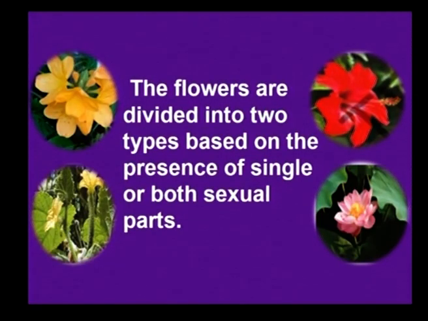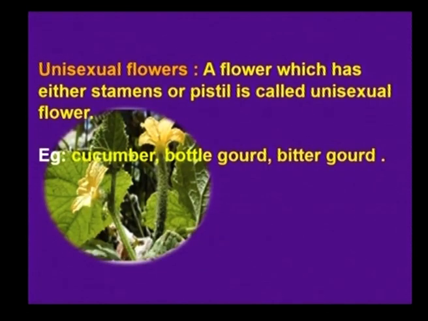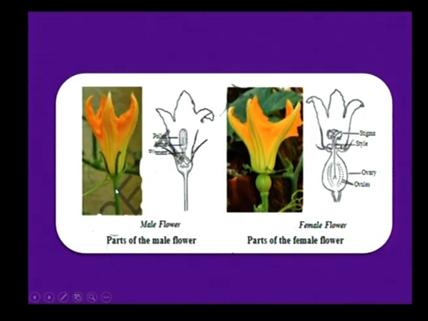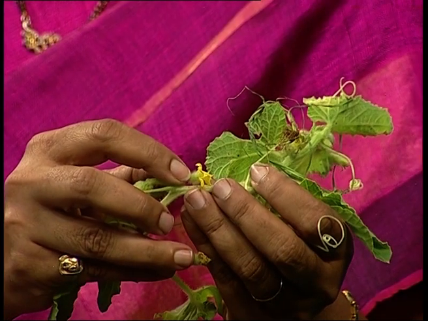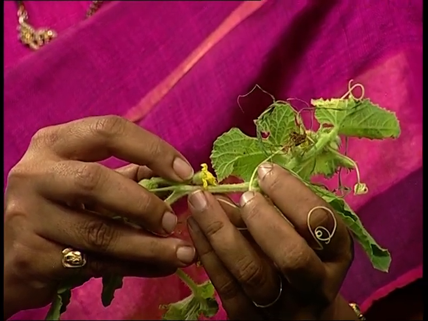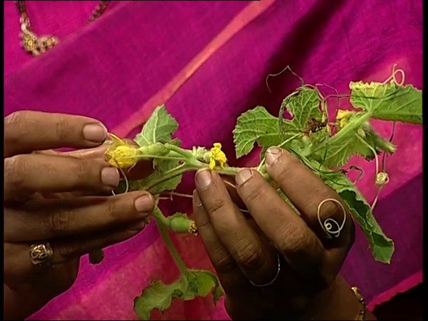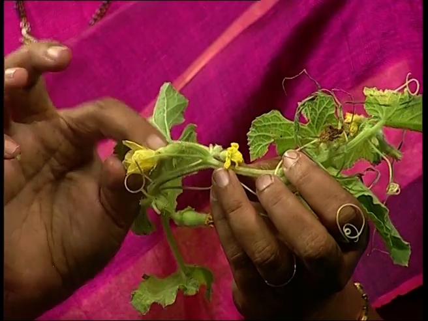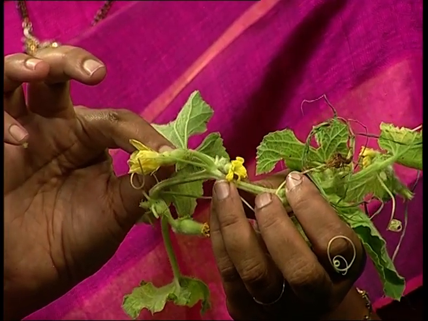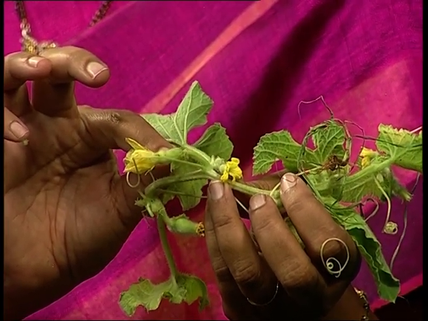Flowers are divided into two types based on the presence of single or both sexual parts. Unisexual flowers are the flowers which have either stamens or pistil. Examples are cucumber, bottlegourd, bittergourd. Observe here, children, this is the male flower and this is the female flower. This is the male flower of the plant. In this, the female part is absent, and this is the female flower. Here the male part is absent. You can see the difference between the male flower and the female flower. At the base of the female flower, you can see a small fruit-like structure.